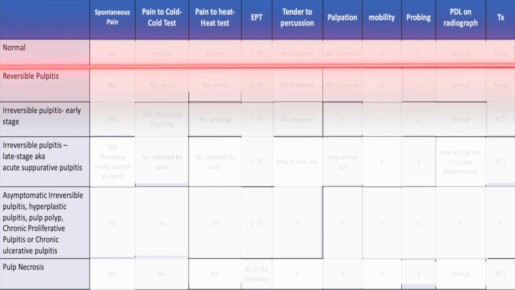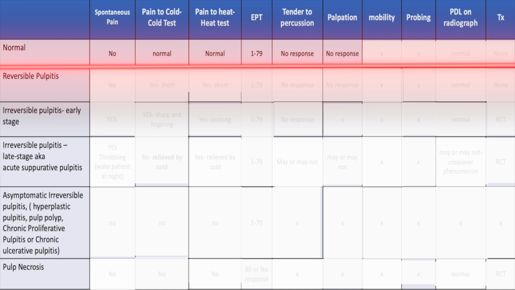So in normal pulp, are you going to see any spontaneous pain? The answer is no, there will be no spontaneous pain. Are you going to see pain to the cold? Actually, it's going to be normal. If you give anyone a too cold thing, they might give you a little pain, but it will be all around the same in every single tooth. So it's going to be normal. Pain to heat is going to be normal. And EPT reading, as I have been saying again and again in this course, is going to be between 1 to 79.